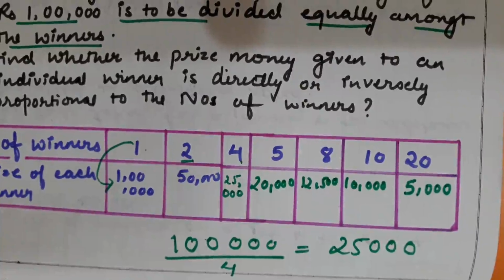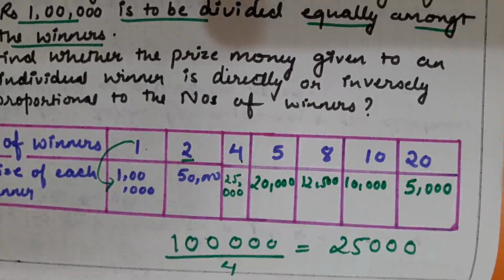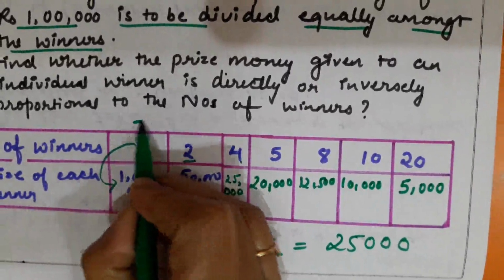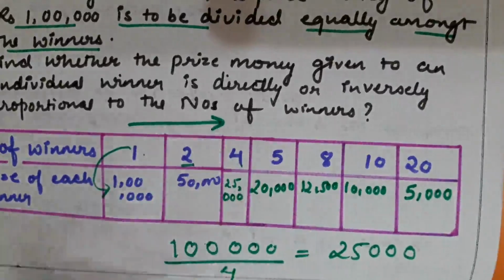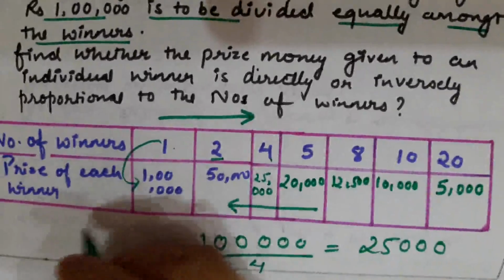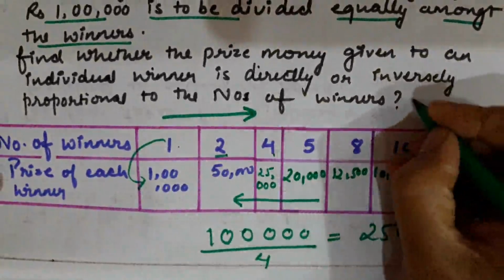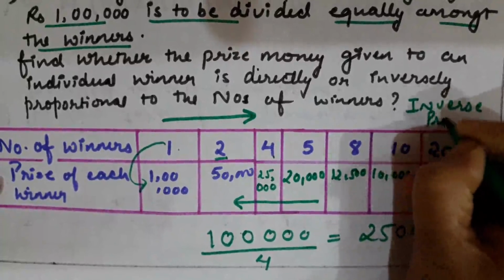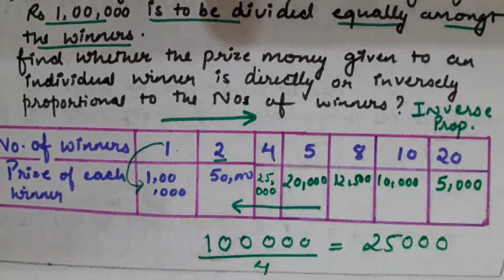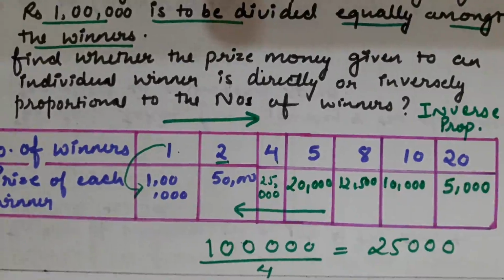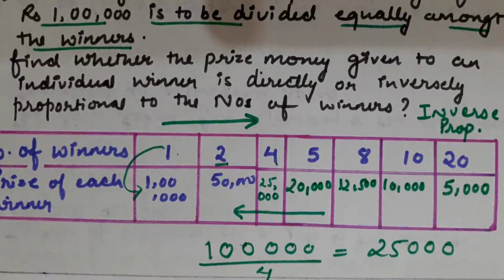See, now the table has been completed. We need to check whether the situation is inverse or direct proportion. See, if the number of winners is increasing, money is decreasing. So this situation is an example of inverse proportion, because both are not increasing and both are not decreasing. One thing is increasing, the other thing is decreasing. So this question is an example of inverse proportion.